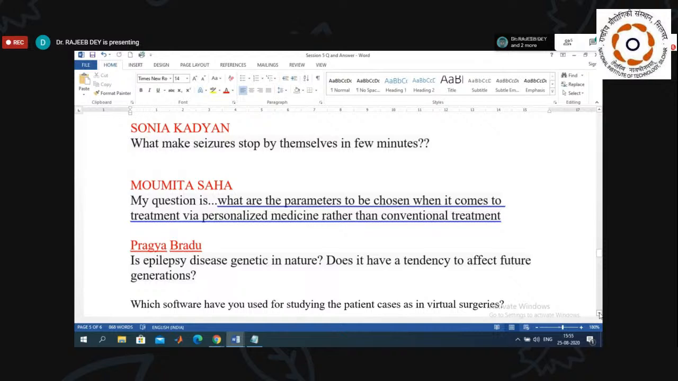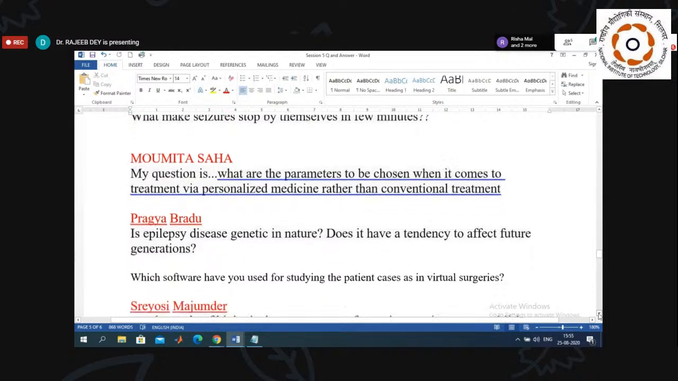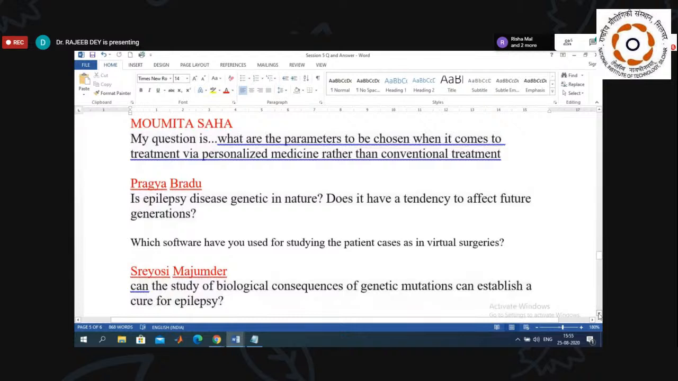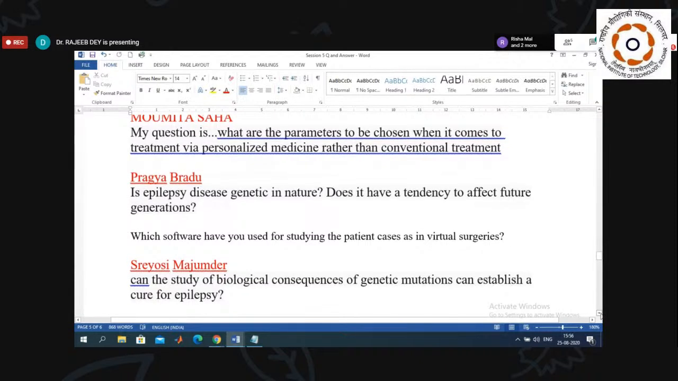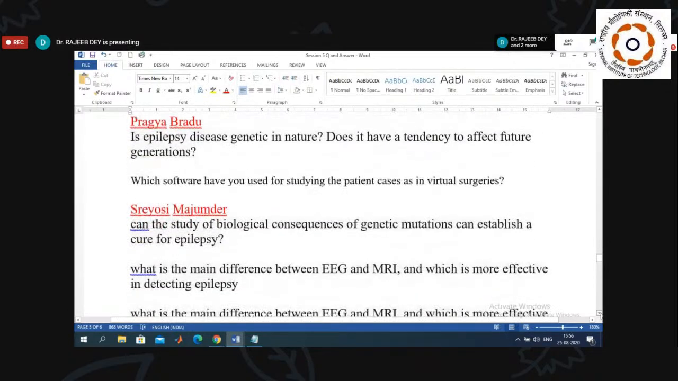What makes seizures stop by themselves in a few minutes? Well, we don't know why the seizure terminates. This is a good question. My question is, what are the parameters to be chosen when it comes to treatment via personalized medicine rather than conventional? Yes, a personalized medicine treatment would fit the parameters to every individual patient based on their data, and then see on that model how it works for that individual patient, rather than taking the mean of a sample.